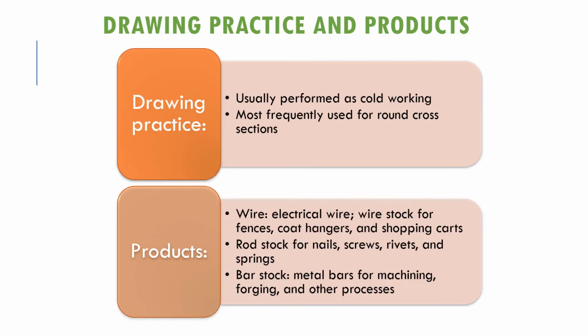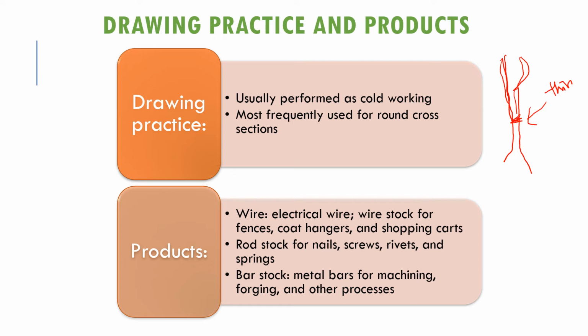Drawing practice is usually performed as cold working. Why is it cold working? Because it usually involves very small material. If you use hot material, which is being heated, then when it is pulled there is a possibility of necking. For example, there will be a thin area while the other area is still bigger. In the end, the thin part will snap after the process.